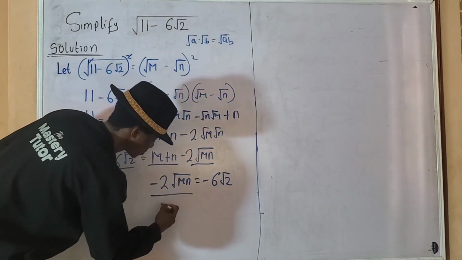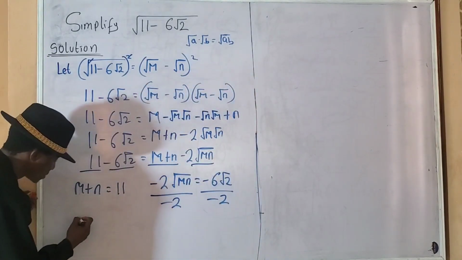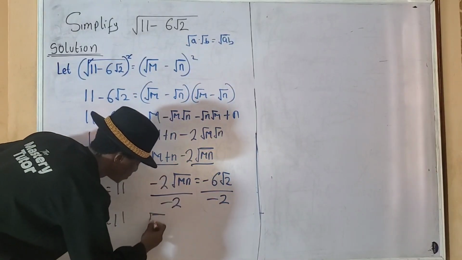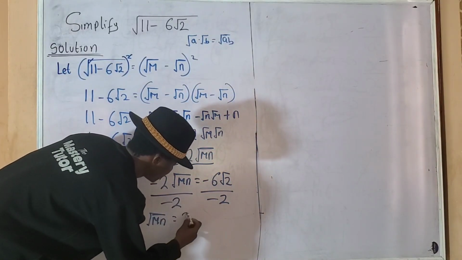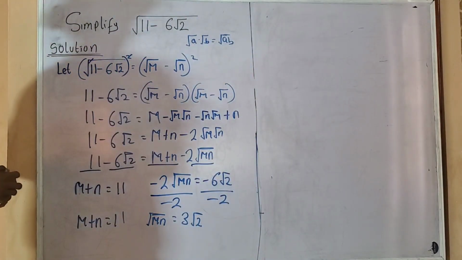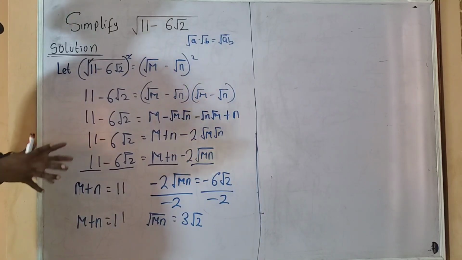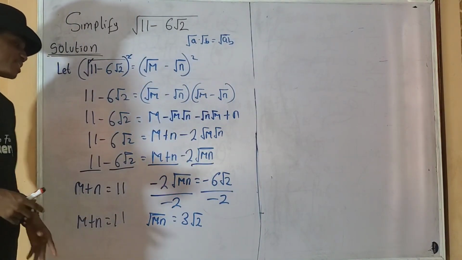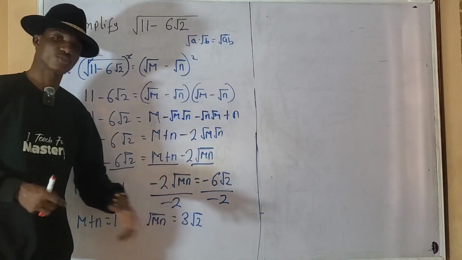So I'm going to have this over negative 2 and this over negative 2. So I'm going to have here m plus n equals 11, and then root m times n equals 3 root 2, right? Yes. Now the question is this: what two numbers can you sum together to get 11, and if you take the square root of their product, you're going to have 3 root 2.